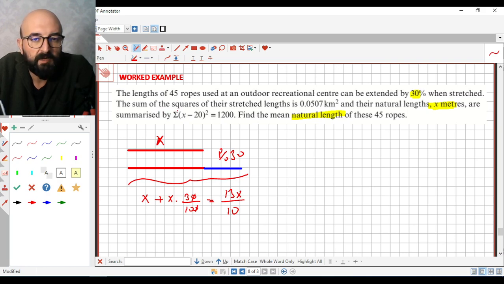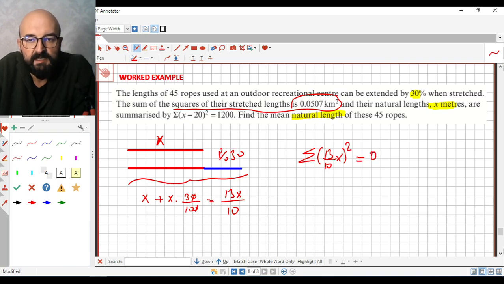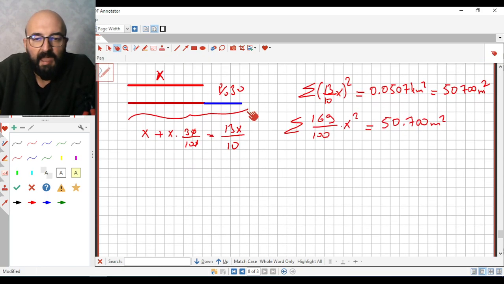Then the sum of the squares of their stretched lengths means the sum of (13x over 10) squared equals 0.0507 kilometers squared, and it also means 50,700 meters squared. And it means 169 over 10 squared, times x squared, means 50,700 meters squared.